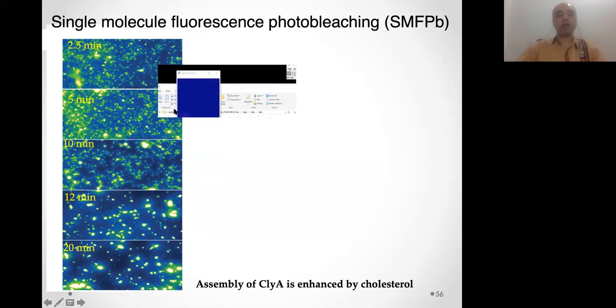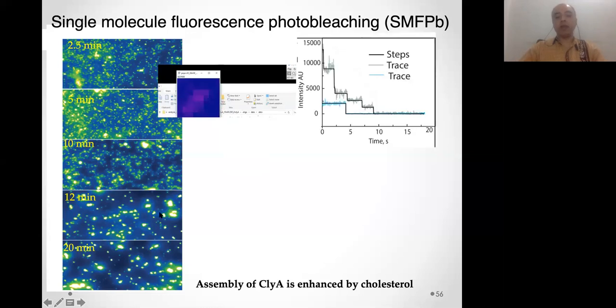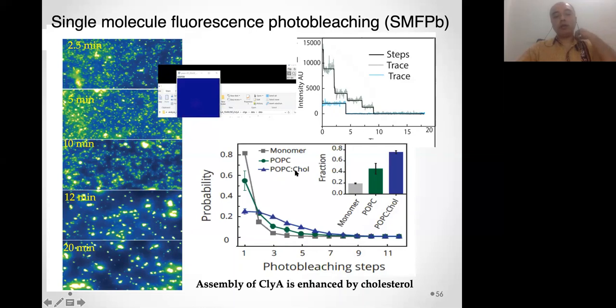And you can measure the intensity as a function of time and extract, again, photobleaching steps for each of these kinds of complexes. And what we found is that when you had cholesterol, not only was it able to move slowly and move faster, it was also able to assemble better. Okay, how do we know this? What you see is the number of photobleaching steps that I observe for a particular scenario.